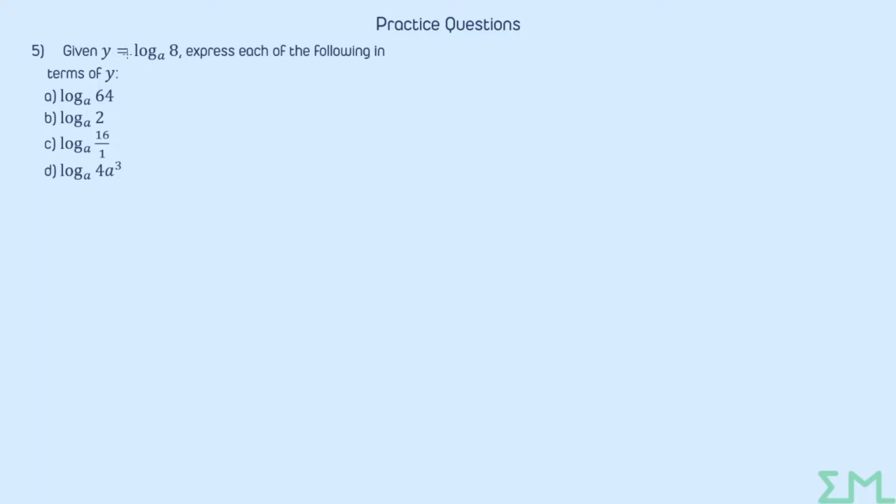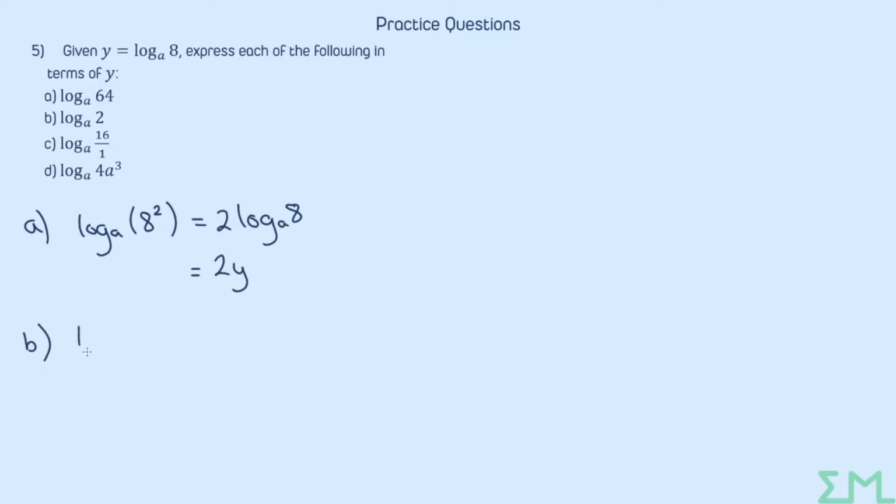Question 5. Given y is log base a of 8, express each of the following in terms of y. So we are manipulating these terms so that they are in some way expressions of log base a of 8, which we will then replace with the letter y. So straight away, we're thinking, how does 64 relate to 8? This is a nice one, because 64 is 8 squared. And if we write it like that, and remember that we can use the bring down the power log law, then we quickly arrive at that. And if we replace the log base a of 8 with y, we get 2y.